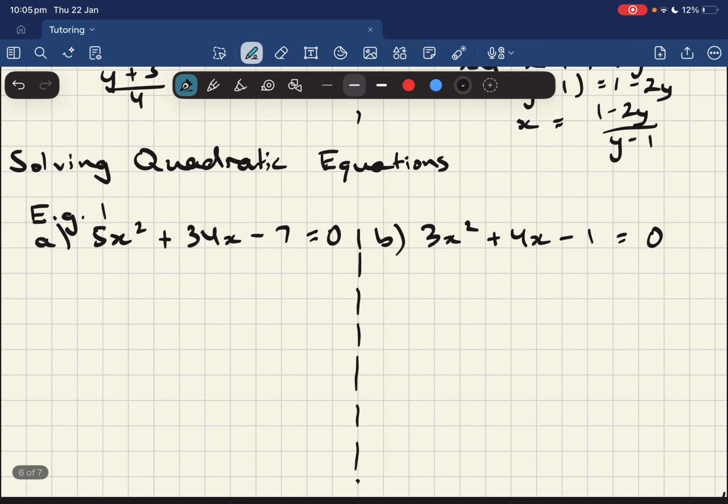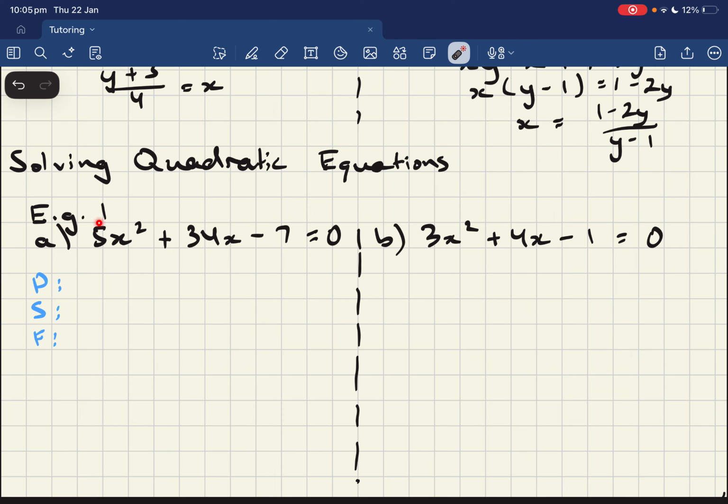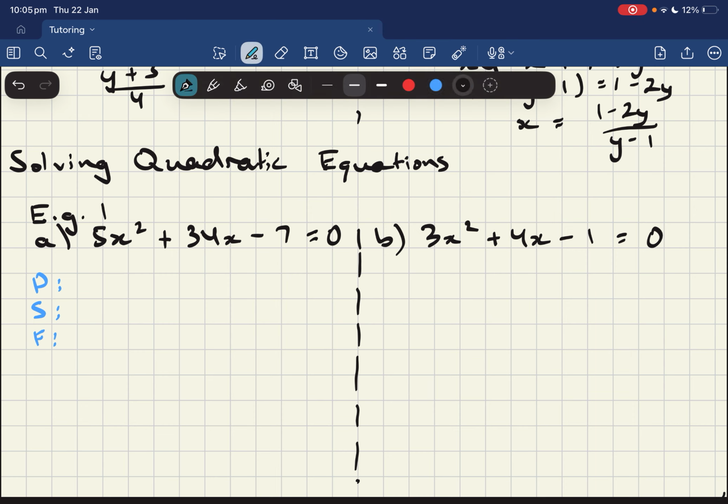Moving on, we're talking about solving quadratic equations. So we're going to do this in a couple of ways. This first way, we are going to do this just by factorizing. So here we have a non-monic quadratic. So we're going to use our PSF method that we've talked about many times previously. But when it's non-monic, our product is the coefficient of x squared multiplied by that constant term at the end. So we want two numbers that multiply to give negative 35 and add to give 34.